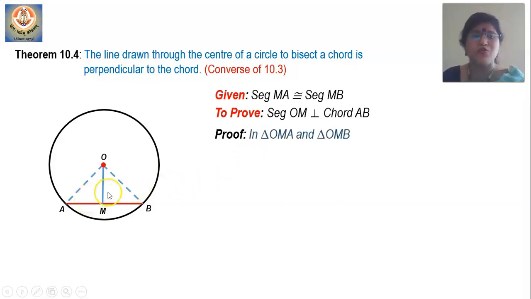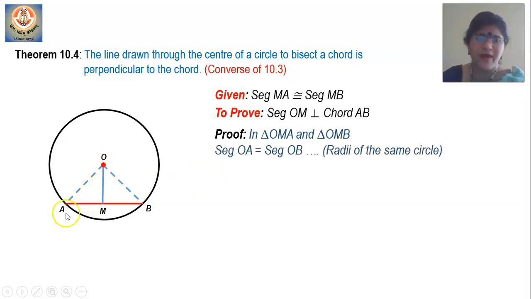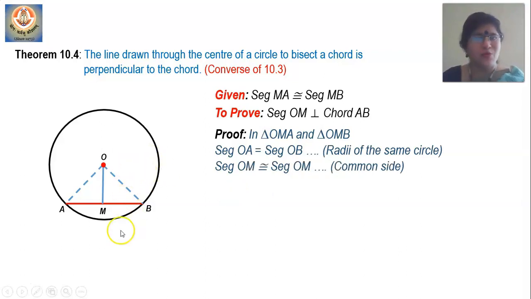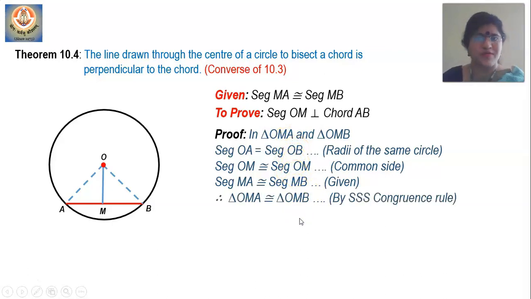Then the proof, take the two triangles. Prove the two triangles are congruent. So how do you go about proving it? OA is equal to OB because it is a radii of the same circle. Do you see a common side in this? OM is equal to OM, which is a common side. And what is given? It's mentioned MA congruent to MB. So the two triangles are congruent. Now by which test? Three sides are given. So it is congruent by SSS congruence rule.